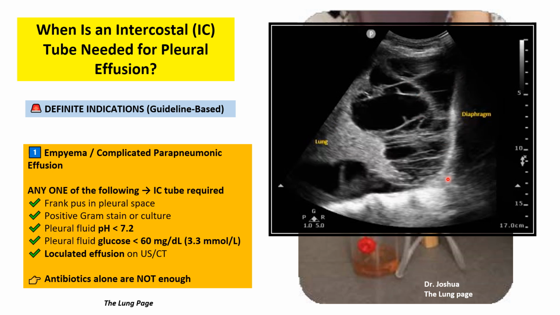So we see this is the ultrasound image of the chest. This is the diaphragm. This is the lung. This is the complicated, loculated, septated effusion. So this type of pleural effusion needs an IC tube then and there to remove the fluid. So this is one of the indications.